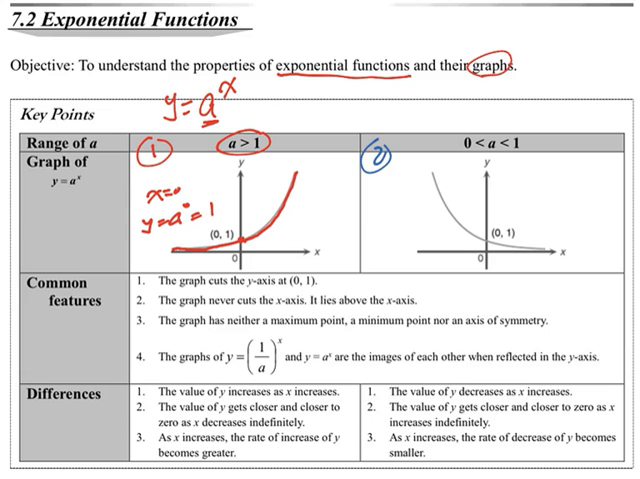For the second case, when a is between 0 and 1, that means, for example, 0.1, 0.2, 1 over 2, 1 over 5. If a is between 0 and 1, then this graph is decreasing like this. Same, it also passes through 0, 1. Same situation with this. So just the difference of the a.